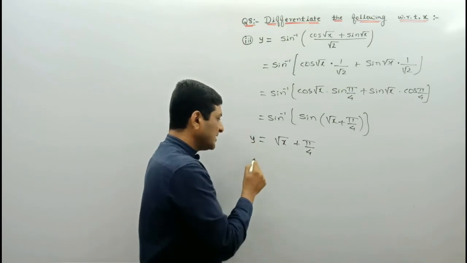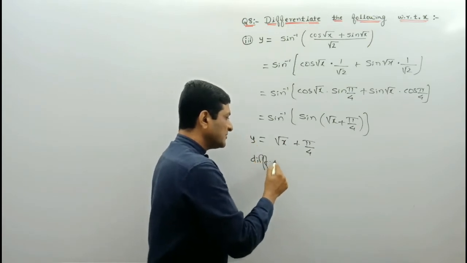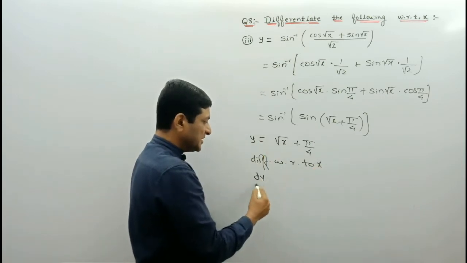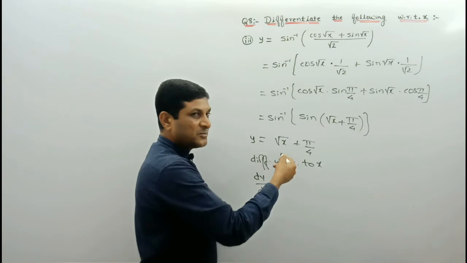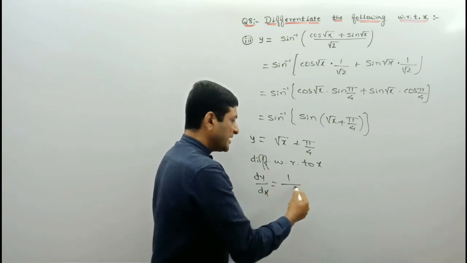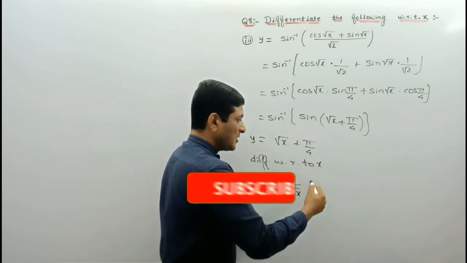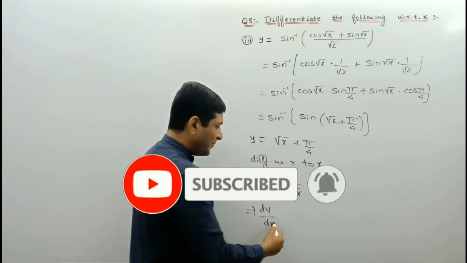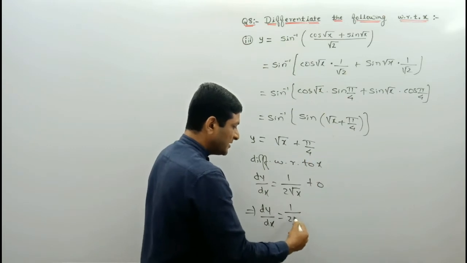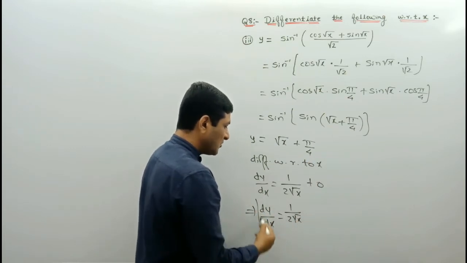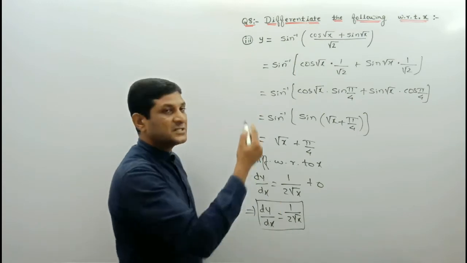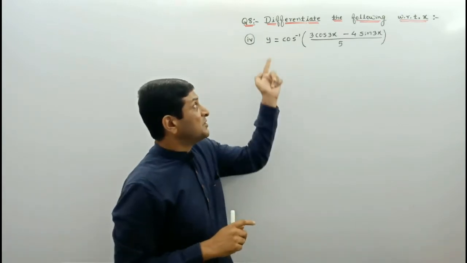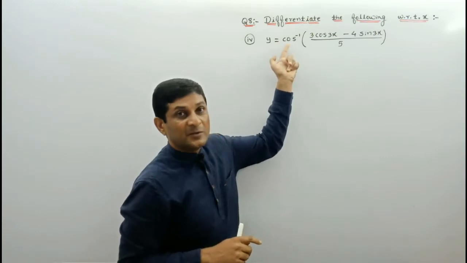Now whatever the simplified form may be, differentiate it with respect to x. So derivative of y with respect to x is dy upon dx, and what is the derivative of root x? We know that the derivative of root x is 1 upon 2 root x, and the derivative of a constant term will be equal to 0. So this implies that the value of dy upon dx will be equal to 1 upon 2 root x. In this way we have got the differentiation of this given function. Now see the example number 4th. Here the given function is in the form of y is equal to cos inverse.